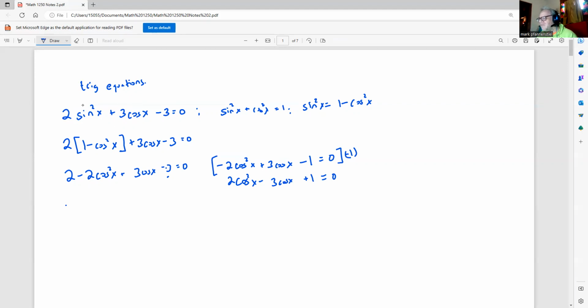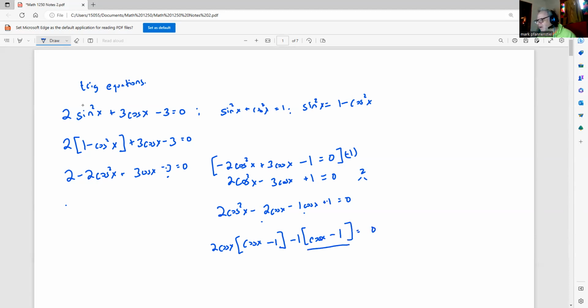Now we have to factor by grouping here. 2 times 1 is 2. Can you think of two things that multiply out to 2 but add up to 3? Sure, 2 and 1. So we have 2 cosine squared x minus 2 cosine x minus 1 cosine x plus 1 equals 0. Minus 2 minus 1 is minus 3. So let's factor out a 2 cosine x here. What do we have left? We have cosine x minus 1. And then we have minus 1. And what do we have left over here? We have cosine x. We took out a minus 1, so that changes that plus 1 to a minus 1.